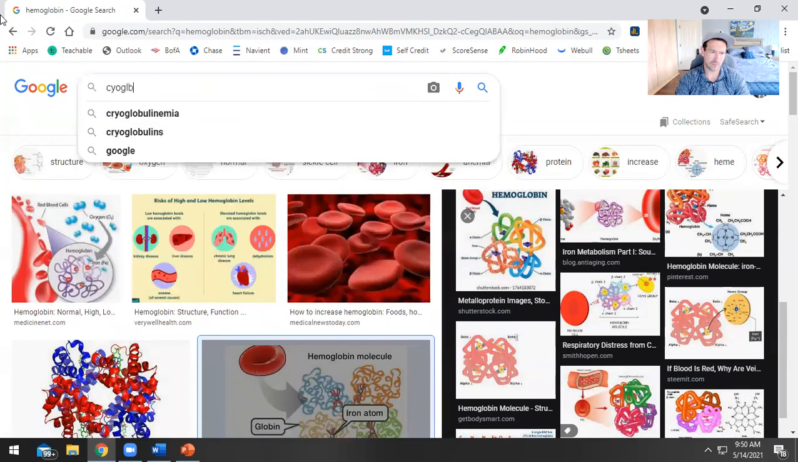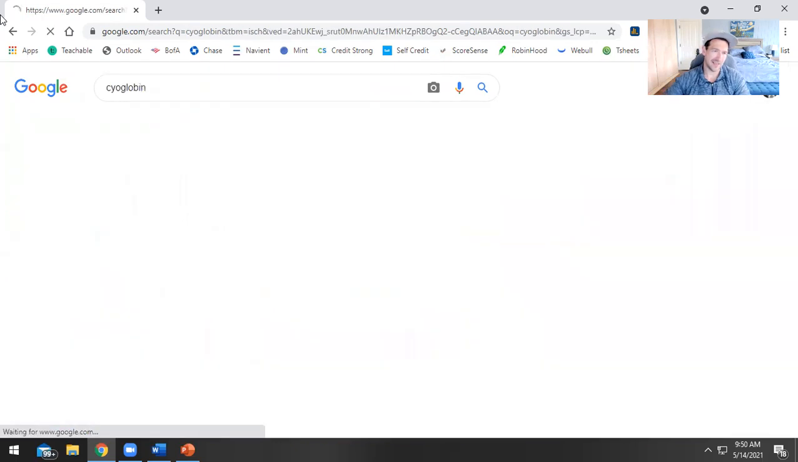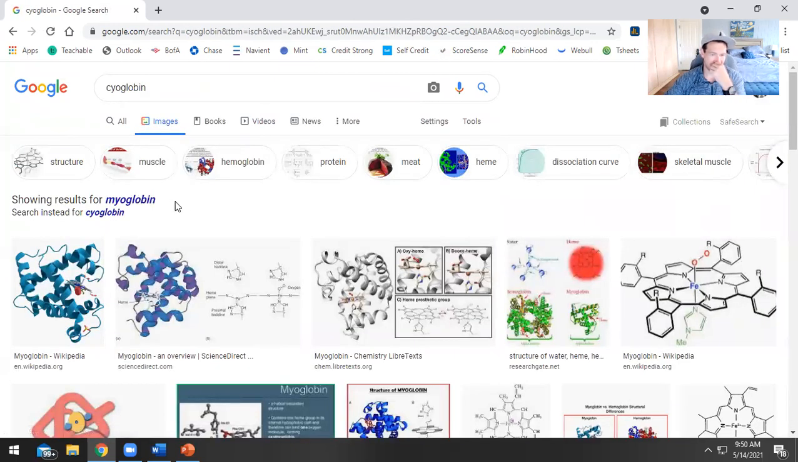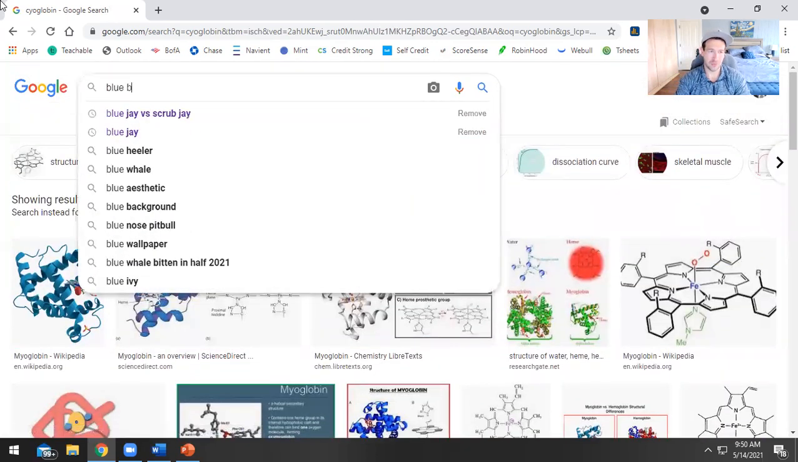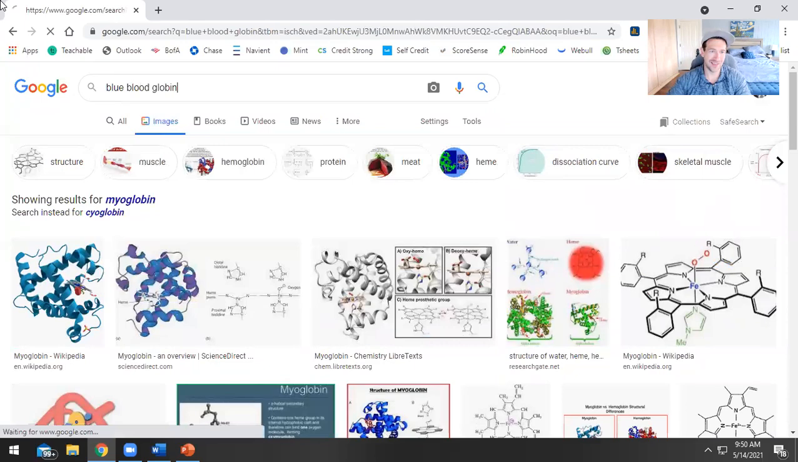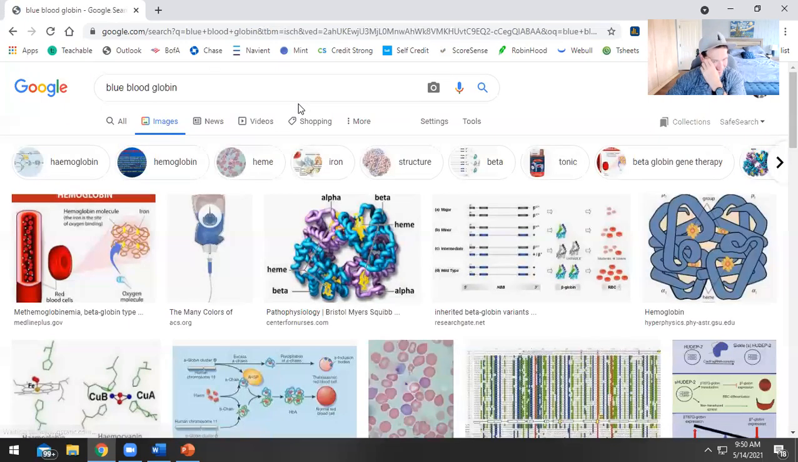Now, not every animal does that, by the way. I know that's not what it actually is. Blue blood globin, what's that called? Cyanoglobin or something like that.